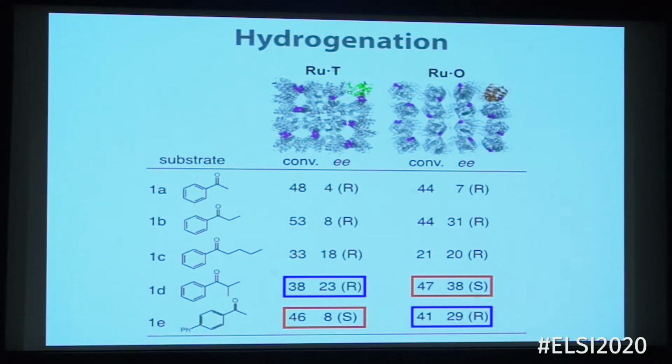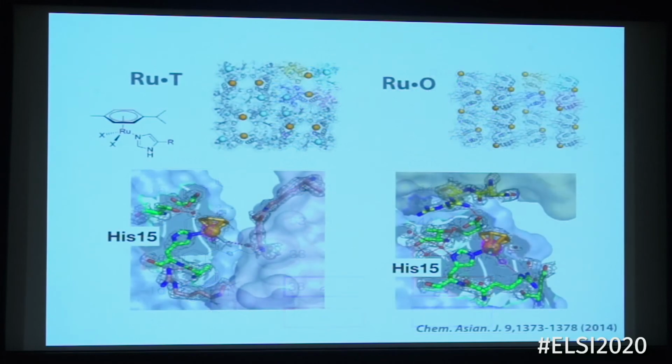So this means, in order to understand the mechanism, we discussed the crystal structure comparison as shown here. In both cases, the ruthenium complex is tightly bound to histidine 15 with the same coordination structure. But the channel location and the channel morphology are quite different from each other, right?